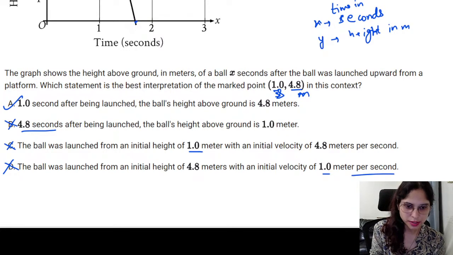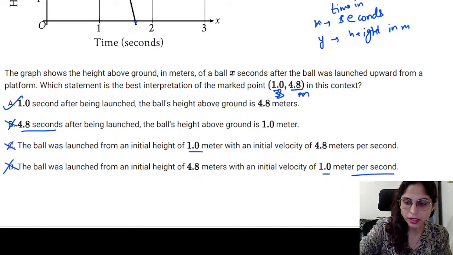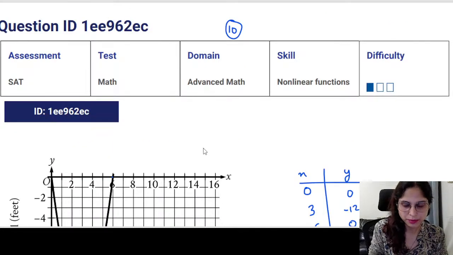I am explaining it again, but because there was a lot of break inside, that is why I am doing it again. Now next is question number 10. That is an easy question.